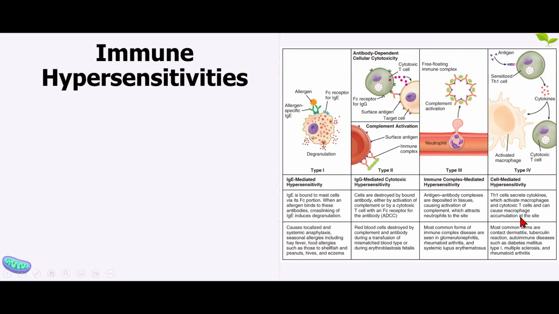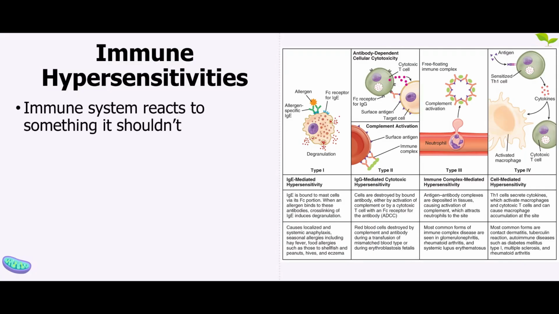One of the main ones is called immune hypersensitivities, which is just a fancy way of saying that the immune system is overreacting. The immune system is reacting and targeting something that it shouldn't, whether it's something harmless like peanuts. Peanut allergies are just a type of hypersensitivity. There are different types, 4 actually, and we call them type 1, 2, 3, and 4.